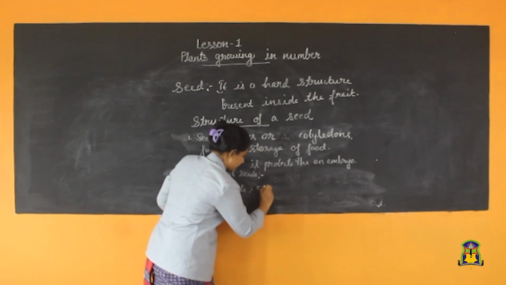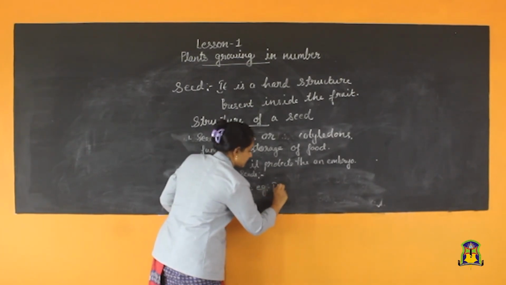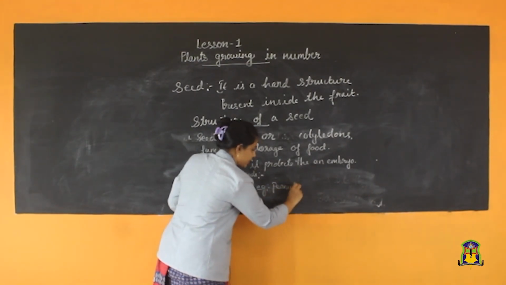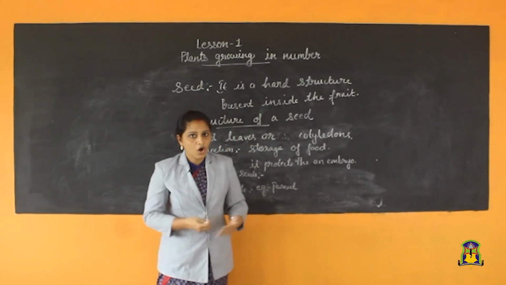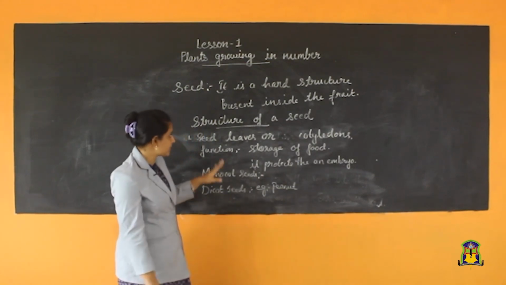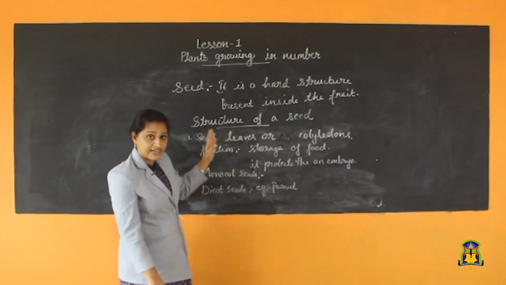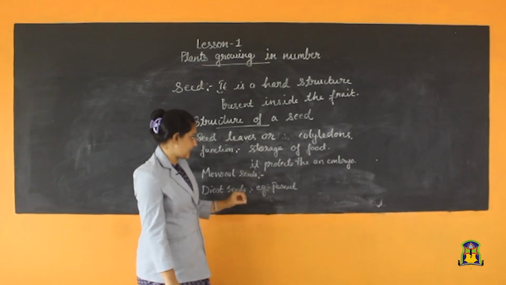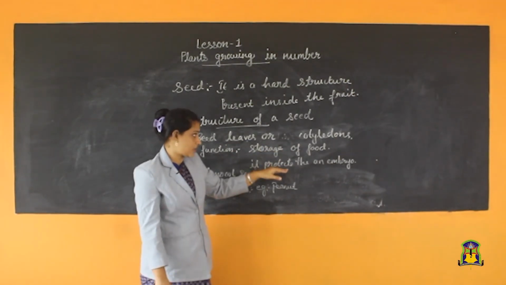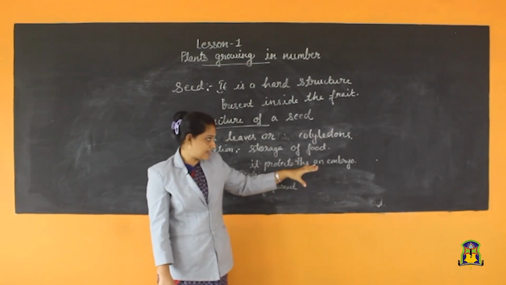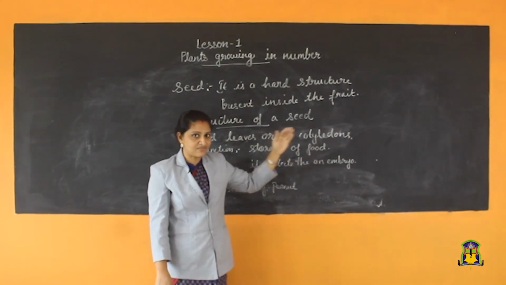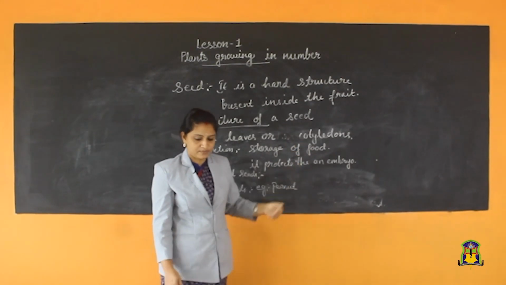Example, peanut. You already know peanut. If we open these seeds, on the inner side of the seed we can see cotyledons. The main function is storage of food and also it protects the inner part of the seed. In the inner part we can see the embryo. Next we are going to study what is embryo.